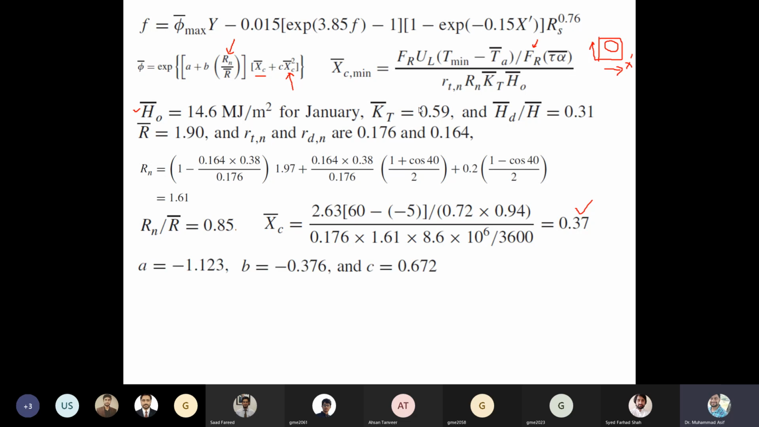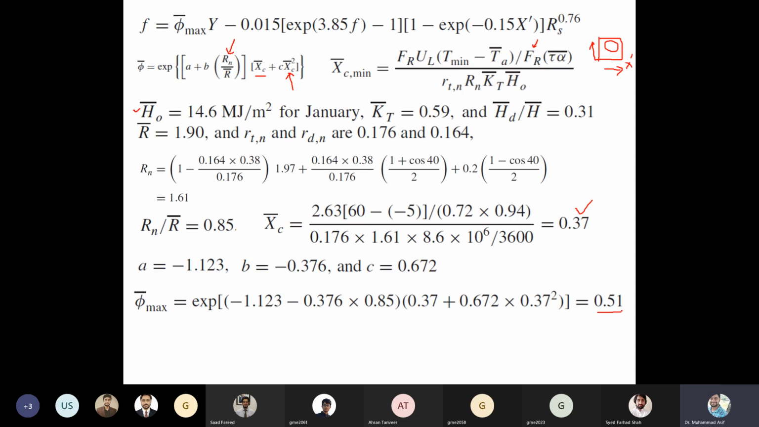So we can get those coefficients A, B, C as a function of KT, and then we can get the value of phi bar max. The value of phi bar max is equal to 0.51, and we still need the value of X bar and Y, because we need the product of phi bar max into Y. So for Y, by using this formula, we know all of the values.